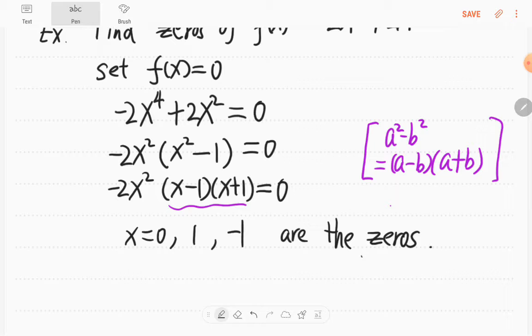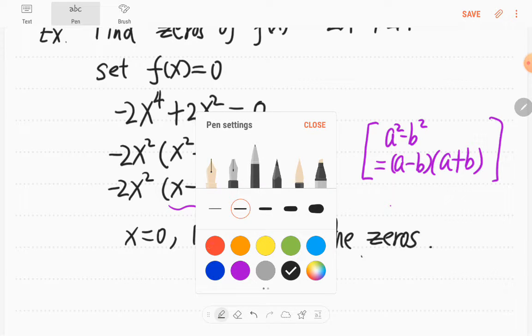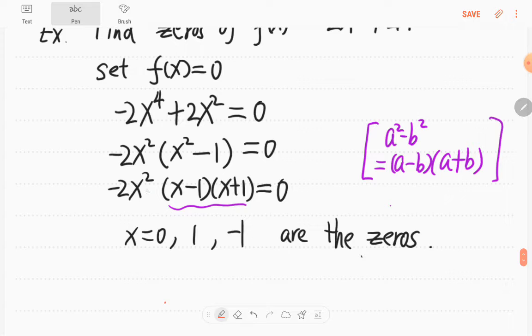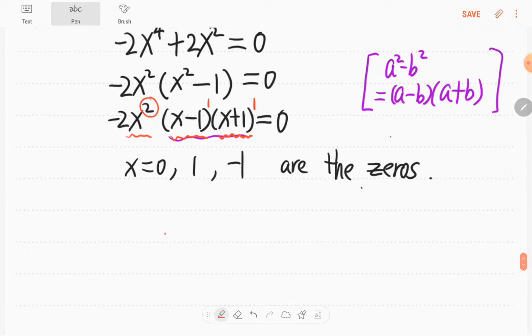But we notice that there is a very interesting thing. This x equals 0 is from this term, right? This term has power 2. X equals 1 is from this term, but this term has power 1. And x equals negative 1, this term is power 1 from this one, right? Power 1. So now this is another definition, which is called the multiplicity. Another remark for this problem.